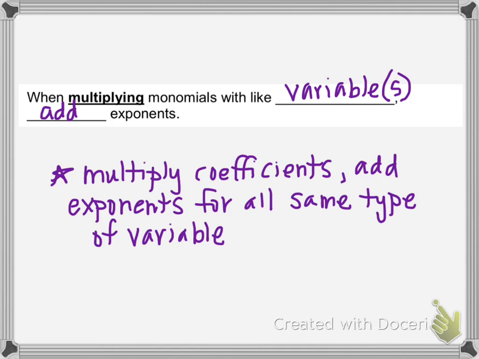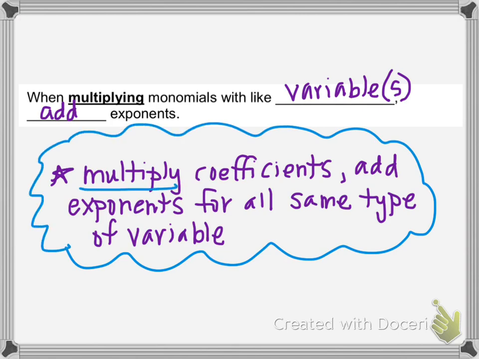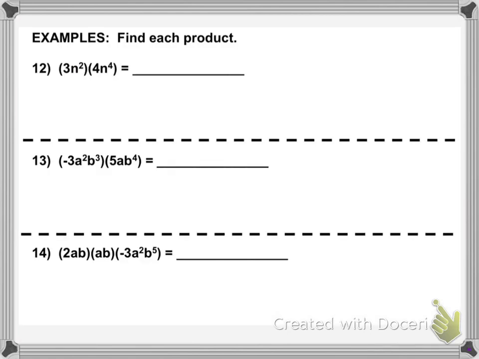So let me show you what I mean. Let's try some examples, and this will hopefully make a little bit of sense. But this is really important. This is how you do it. So we're going to multiply the coefficients, but we're going to add exponents. In these examples, it says find each product. Remember that a product is what you get after you multiply, okay?